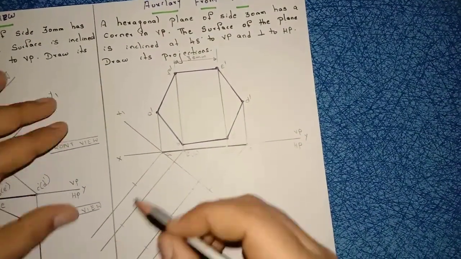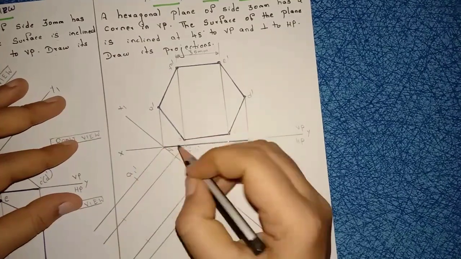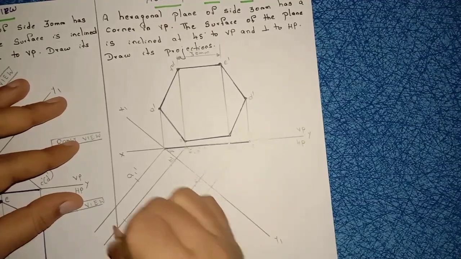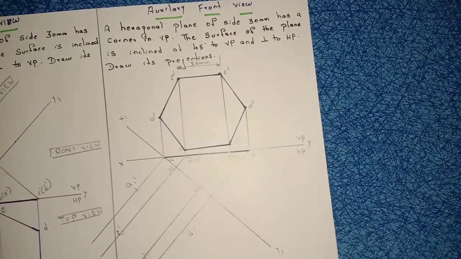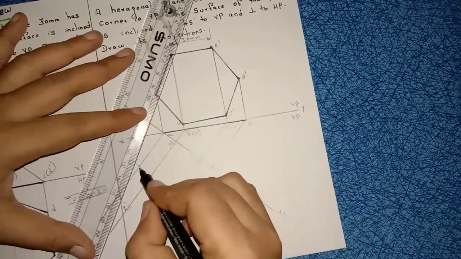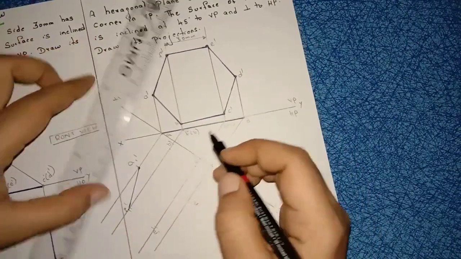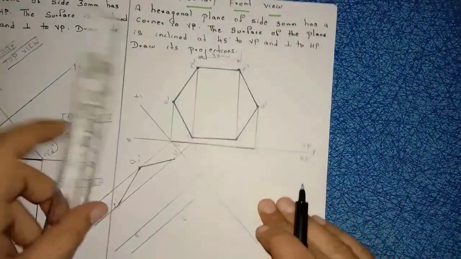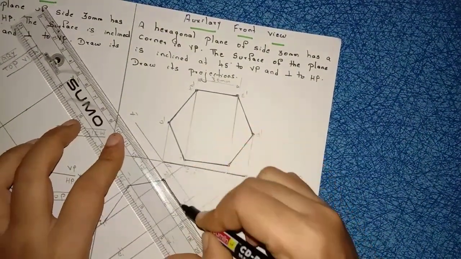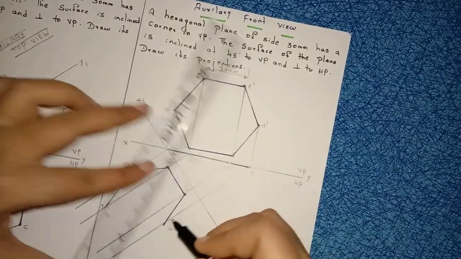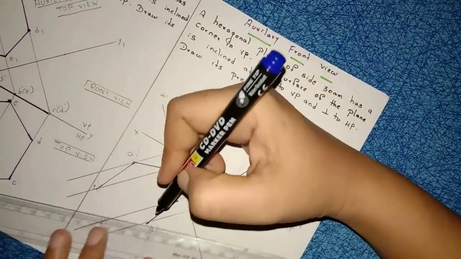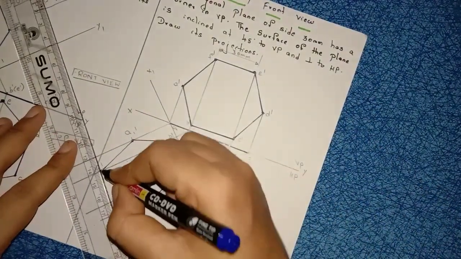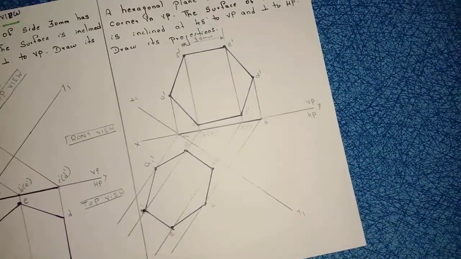After that we will write here A1 dash, B1 dash, C1 dash, D1 dash, E1 dash and F1 dash. After that join A1 dash to F1 dash, A1 dash to B1 dash, B1 dash to C1 dash, C1 dash to D1 dash, D1 dash to E1 dash, E1 dash to F1 dash. You will get another hexagon here.